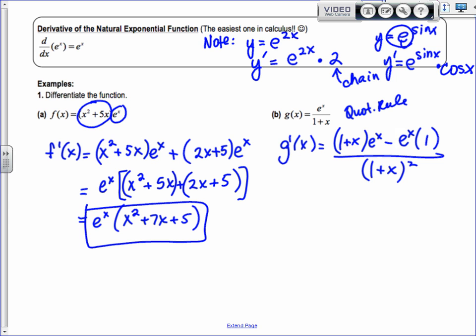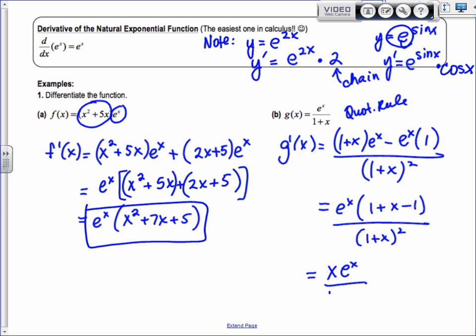Okay, do you guys see on quotient rule, you also have an e to the x? So you pull out the e to the x. When you do that, you have 1 plus x minus 1 all over 1 plus x squared. So you get e to the x times x. I usually write that as x e to the x all over 1 plus x squared. That's your answer.